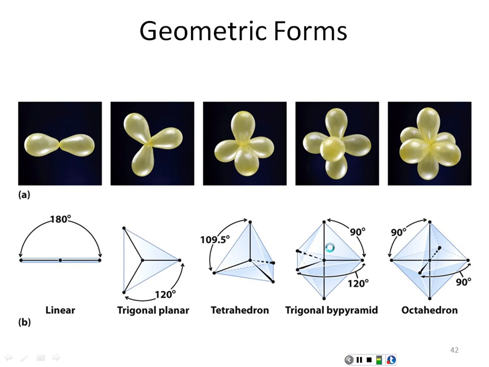So if you only had two bonds, two balloons, they're going to push each other as far apart as they can, and they would make a linear molecule, 180 degrees apart. And you can see the geometries for higher steric numbers of 3, 4, 5, and 6, all in terms of balloons.